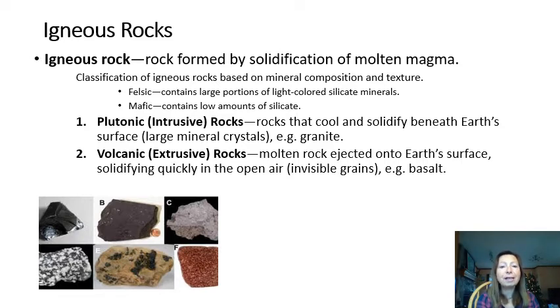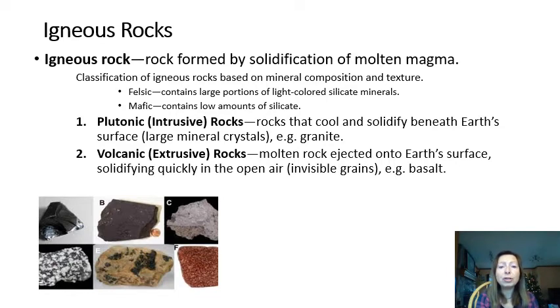Felsic rocks contain large portion of light-colored silicate minerals. You can recognize them by much lighter colors. For example, granite can be pink or light gray. Mafic rocks contain low amount of silicates and they have much darker colors. Based on the way how rocks have been actually formed and their texture, there are plutonic and volcanic rocks.